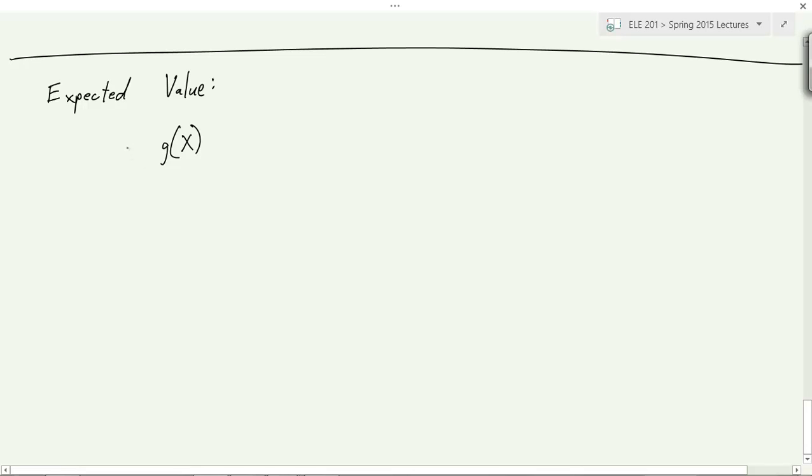Okay, but we have this notation that says the expected value of this function of x is defined to be the sum over all values. Okay, I'm using a sum, so let me just assume that this is discrete.